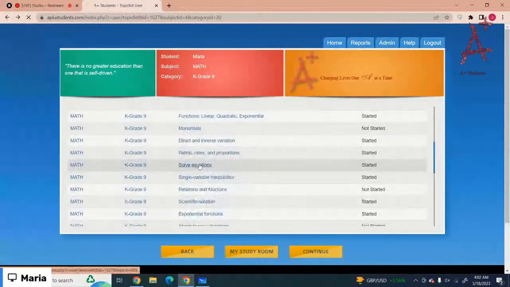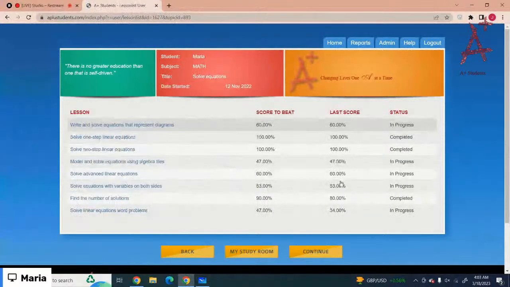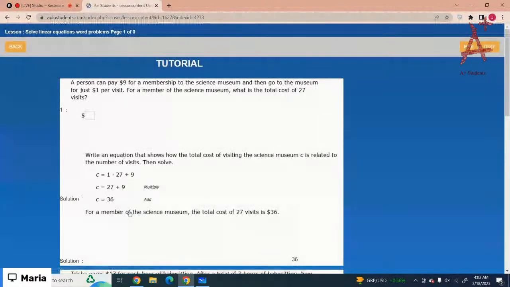Solve equations, and we're going to start with the last lesson of the chapter, that is solve linear equations word problems. Let's start with the first example. A person can pay $9 for a membership to the science museum and then go to the museum for just $1 per visit. For a member of the science museum, what is the total cost of 27 visits?